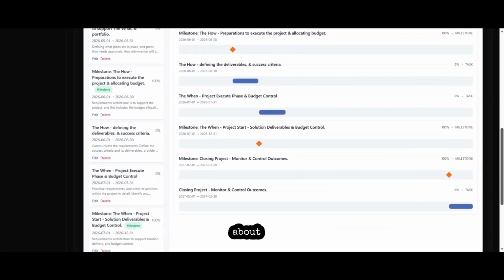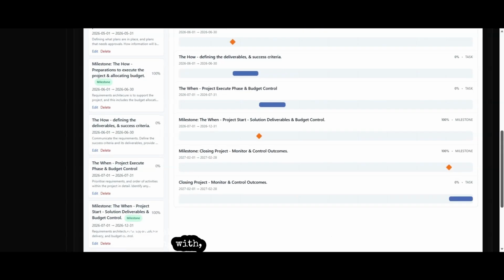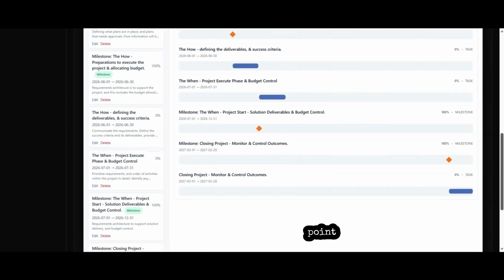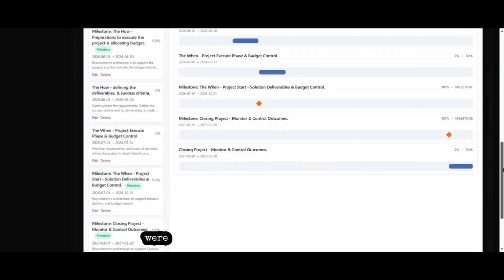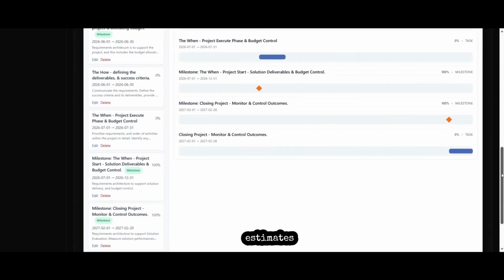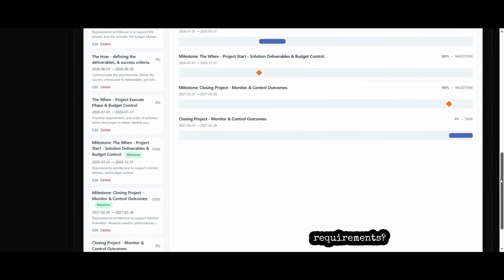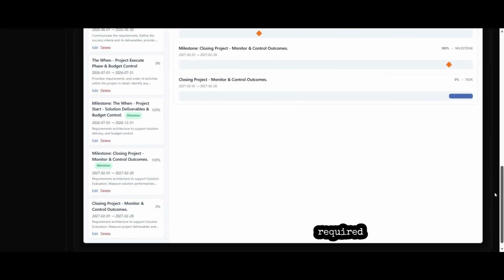So you're thinking about communicating these requirements more so to people involved, like your stakeholders or people that you're going to be working with. Communicate those requirements. You need to already, at this point, as a task, define your deliverables. What were the initial solutions that were proposed? What were the estimates given? Are the deliverables aligned with the requirements? Have you identified the resources required?